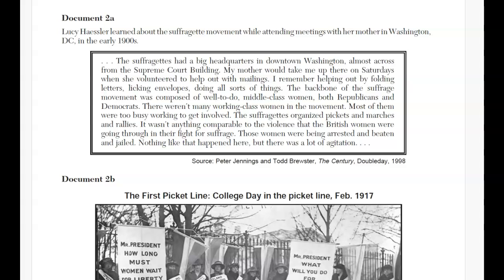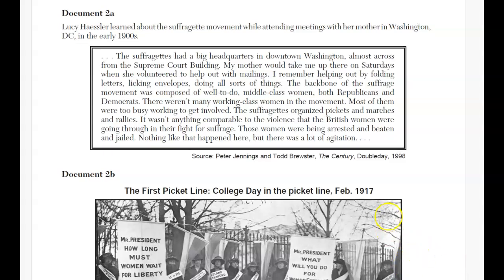Okay, document 2. You get 2 pieces here. One is this. The suffragettes, this is, again, source, Peter Jennings and Todd Brewster, The Century, Doubleday, 1998. Again, it's way too late to be a document of the time. Maybe you recognize it as a history book. The Century was a famous history book.